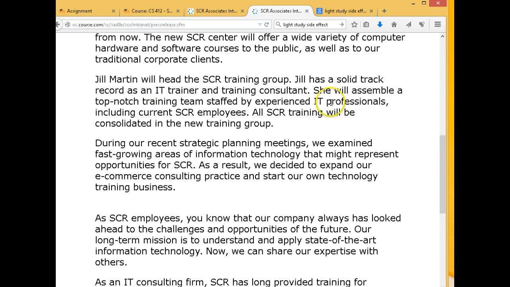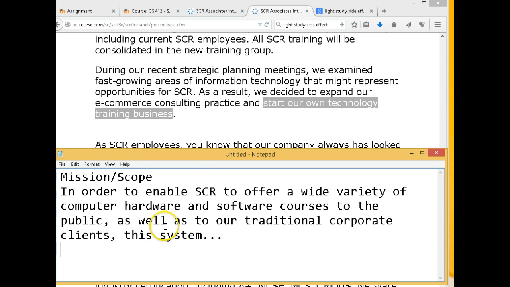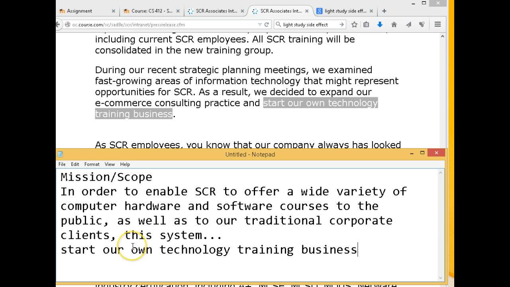headed by Jill Martin, is the training group. Is she going to be our project leader? Let's see. She's going to be consolidating the training. Areas of technology represent opportunities. We're expanding our e-consulting, starting our own training business. So maybe add that to there. We're going to be starting our own technology training business using fast-growing areas of information technology. So that phrase might come in there somewhere.